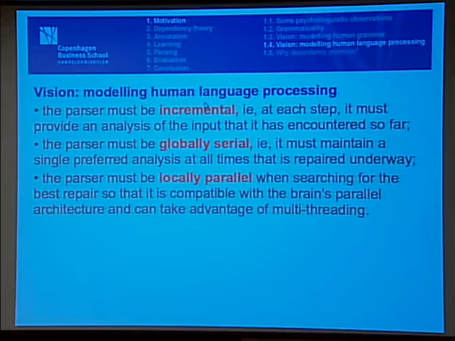So the third desideratum for the processing is that the parser should be locally parallel when searching for the best repair, so that it's compatible with the brain's parallel architecture. We know that the brain is a brilliant parallel system, from its architecture. And we know that the frequency with which the brain operates is very slow. So if you need to make a credible model of processing, you would like to exploit this parallel structure in the brain. It would be nice to create locally parallel searches that exploit the brain's parallel architecture if we want to model human parsing, and also take advantage of techniques in modern multiprocessors like multi-threading and so on. I think this is also an important thing.